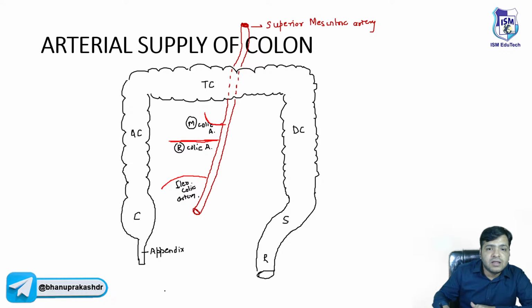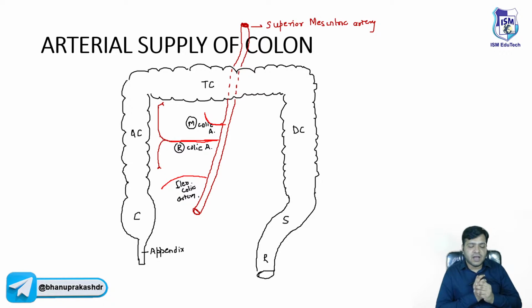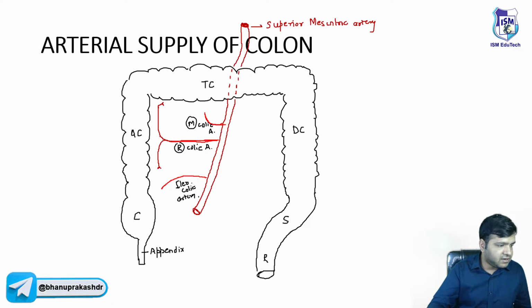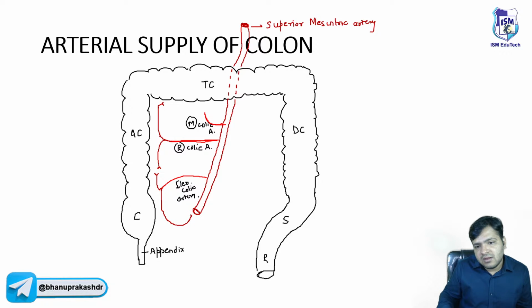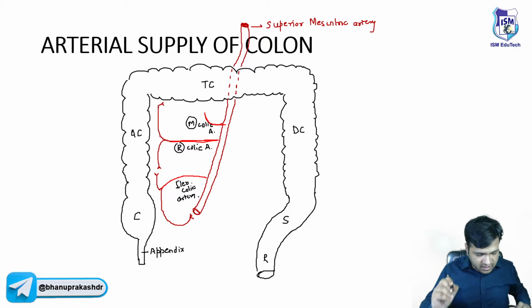Again, I have told you, beta, the right colic artery will divide into an upper branch and a lower branch, that is, an ascending branch and a descending branch. The ileocolic artery will also have an ascending branch and a descending branch, which will anastomose with the superior mesenteric artery only.